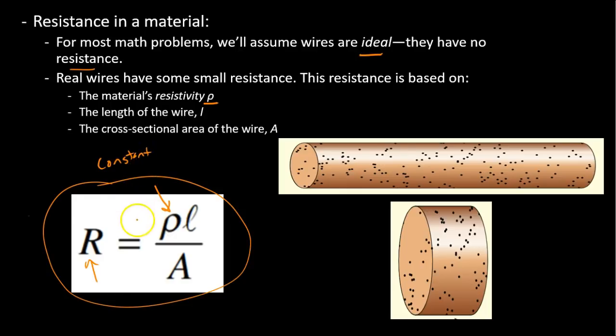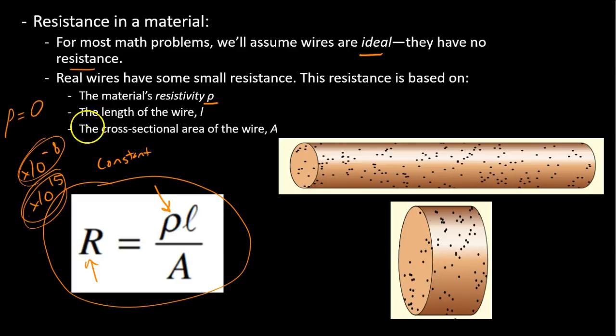For example, copper has a resistivity of something like 10 to the negative 8. Air has a resistivity of times 10 to the 15. So obviously, insulators have a higher resistivity than conductors. A superconductor, if you've ever heard of that term, has a resistivity of 0. That's kind of the definition of a superconductor. You need very low temperatures to get resistances and resistivities of 0.